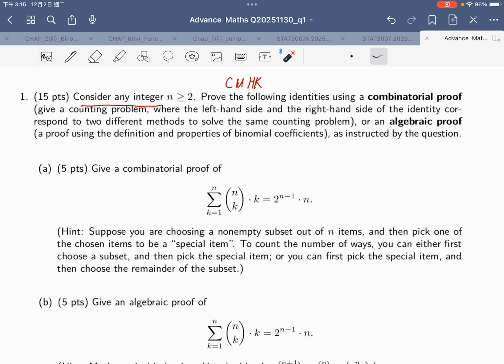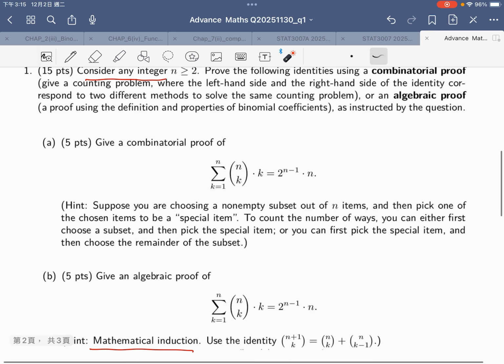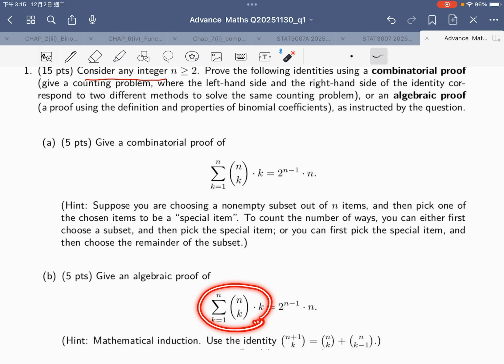Part A is a combinatorial proof. Combinatorial means using the method of counting. The right hand side uses the method of counting, and the left hand side also uses counting. For part B, we have to use an algebraic method, deducing this identity step by step.